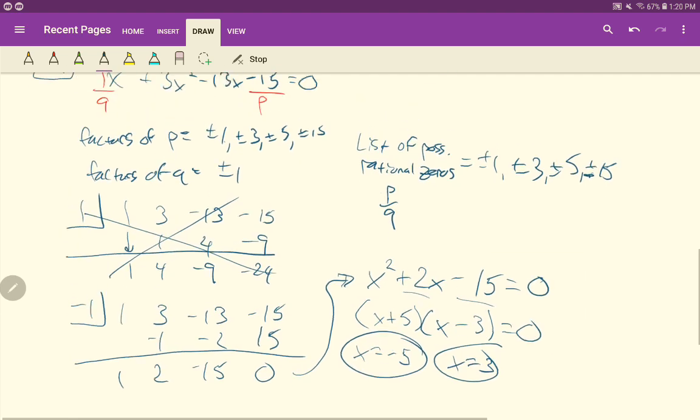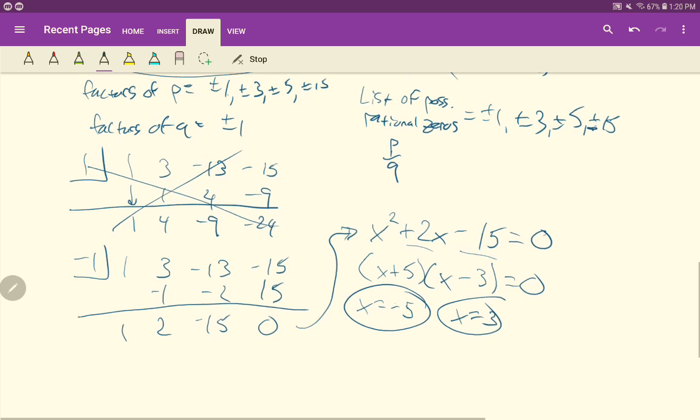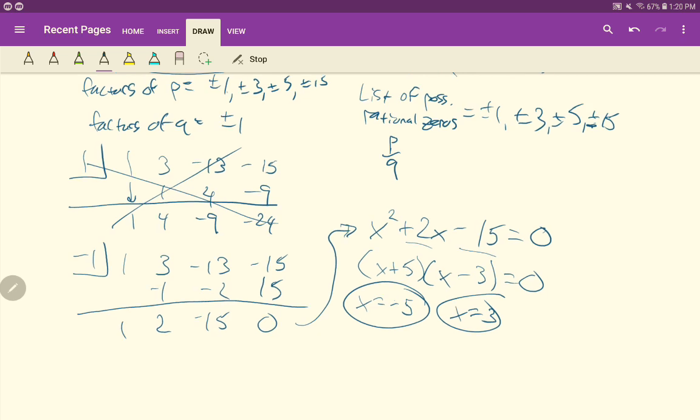Which means then that our original polynomial up here is equal to x plus 1, which is what we get from that right there, and then x plus 5, and then x minus 3. Okay, but again, all I was looking for you guys to find was just the zeros for right now. So just find those zeros, okay?